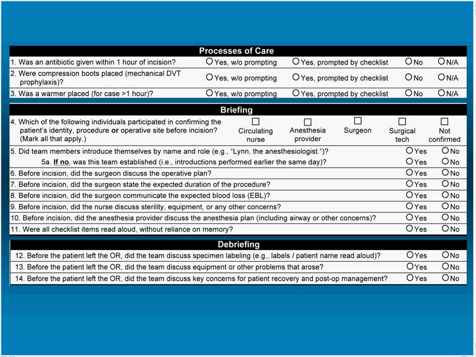Before skin incision, did the surgeon discuss the operative plan? This little piece, the next three questions, are really trying to find out, was the surgeon engaged? Did the surgeon say something? And did they say those things on the checklist that we think are really the most important for the surgeon to share?